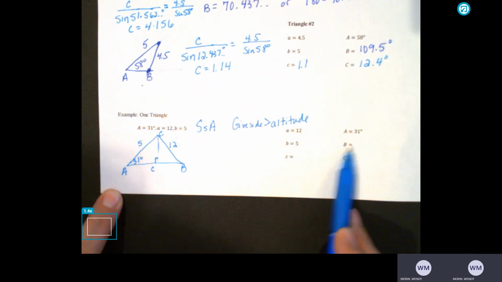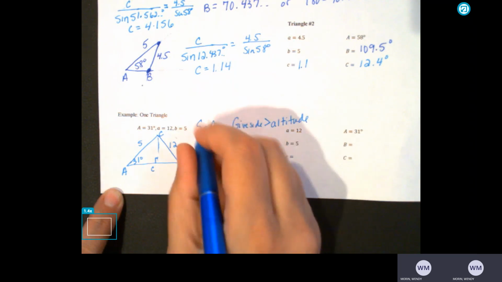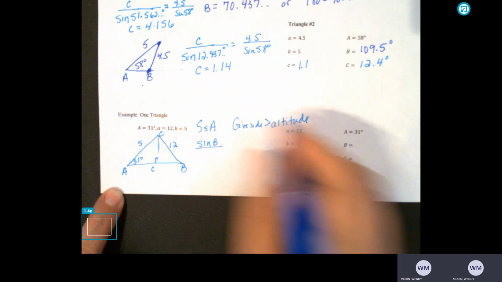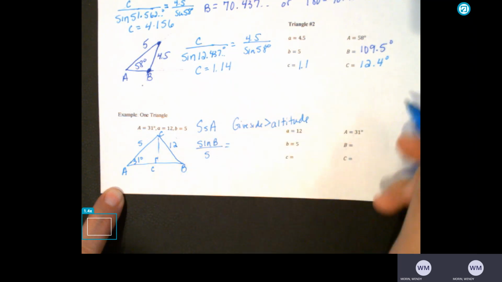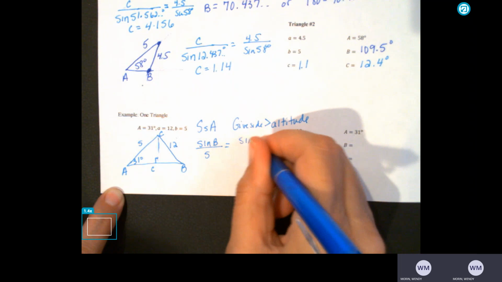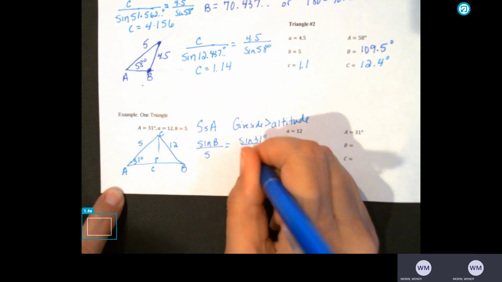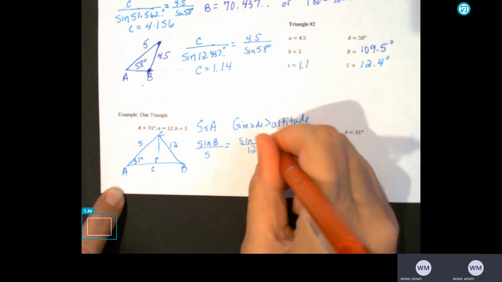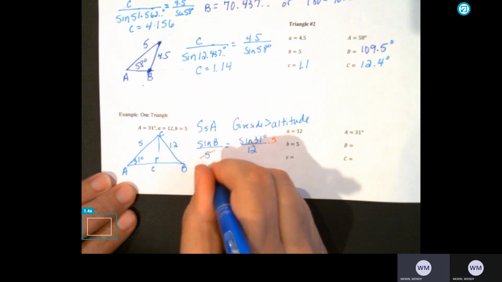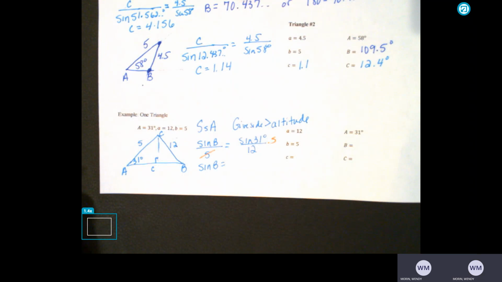So this is my unknown. So I'm going to start with the sine of my unknown angle is to 5, as the sine of 31 degrees is to 12. And again, you should know to multiply both sides by 5. And let's see what happens when we type that into our calculator.